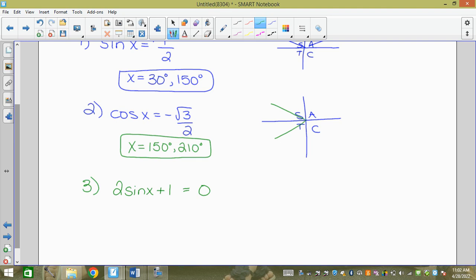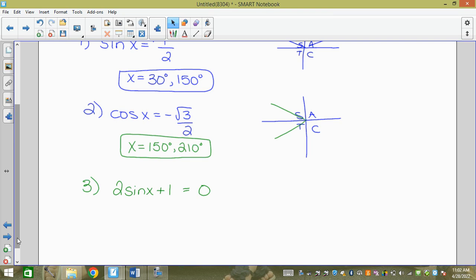Get sine x by itself. So remember when we solved quadratics, we always had to get everything to one side, set it equal to 0, correct? When it was linear, we isolated the variable. When it was a radical, we got the radical on one side, everything else on the other, squared it, solved it, correct? When it's solving for trig, we have to get the trig function by itself, because if I have sine x equals something, I can go to my unit circle and pull the value off, correct?